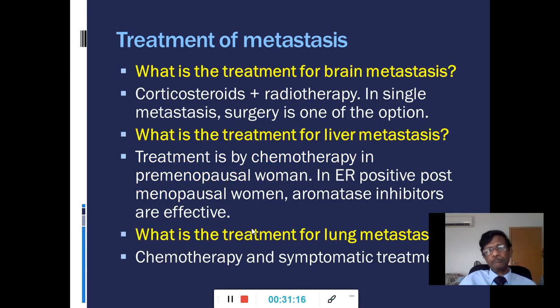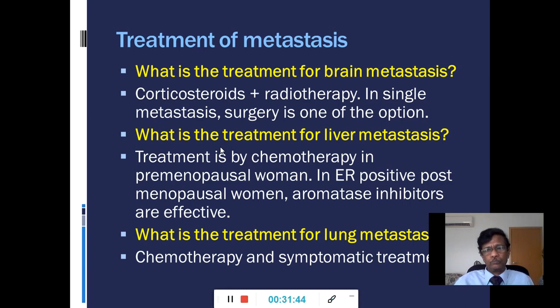Corticosteroids plus radiotherapy. In single metastasis, surgery is one of the options. Right. In a brain metastasis, that means it is almost a locally advanced carcinoma. So these patients may have to receive corticosteroids so that at least the edema of the brain will be decreased, and radiotherapy also can be given. So some palliation will occur. What is the treatment for a liver metastasis?